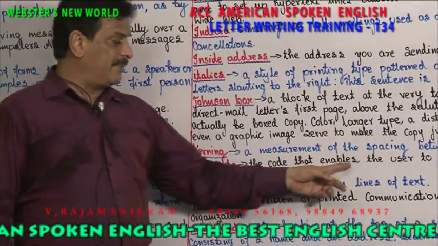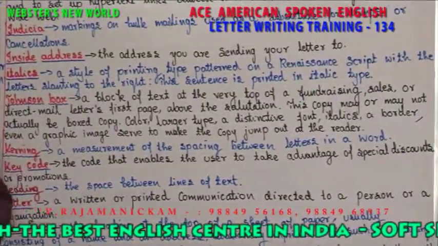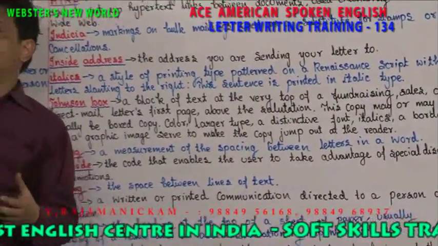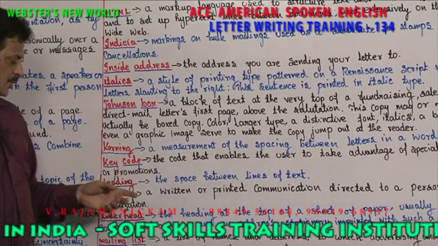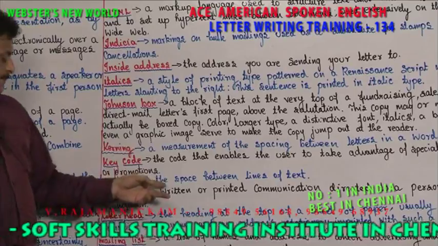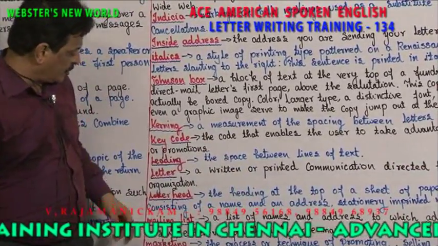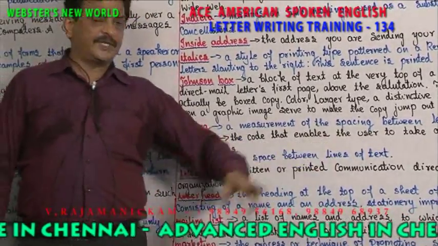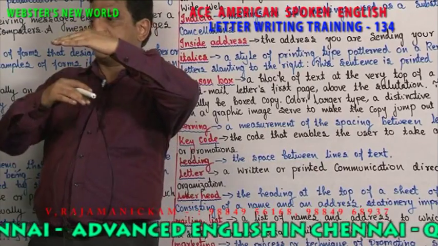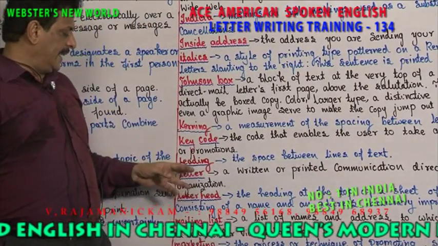What do you mean by key code? The code that enables the user to take advantage of special discounts or promotions. Key code means the buyer will understand what are the discounts, what are the special privileges he is going to enjoy. Leading, the space between lines of text. Leading means space between the lines of text. You understand, first line, second line, third line, fourth line. The distance between the lines is called leading.